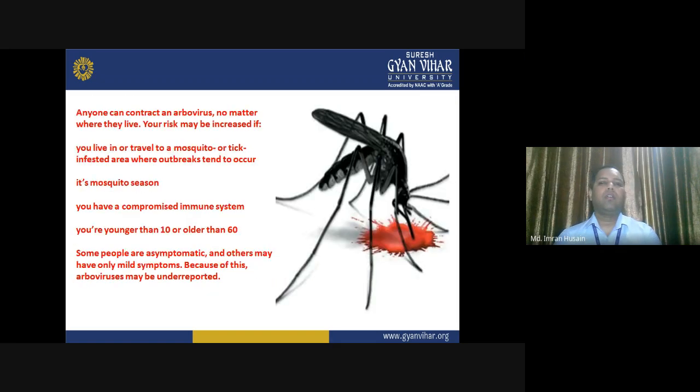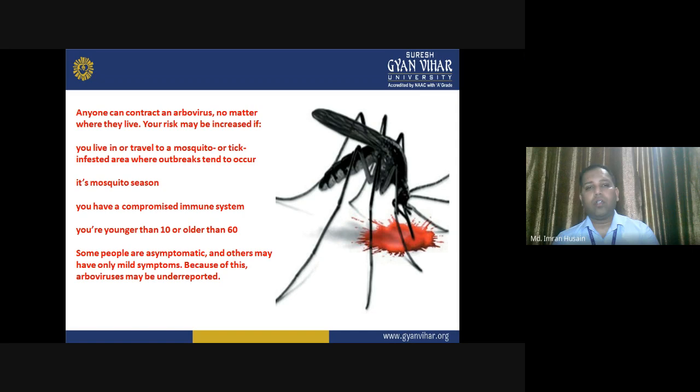Anyone can contract an arbovirus, no matter where they live. It is very common, and it is generally understood that wherever you live, you can easily contract this type of disease. Your risk may increase under certain conditions. You live in or travel to a mosquito or tick infested area where outbreaks tend to occur.